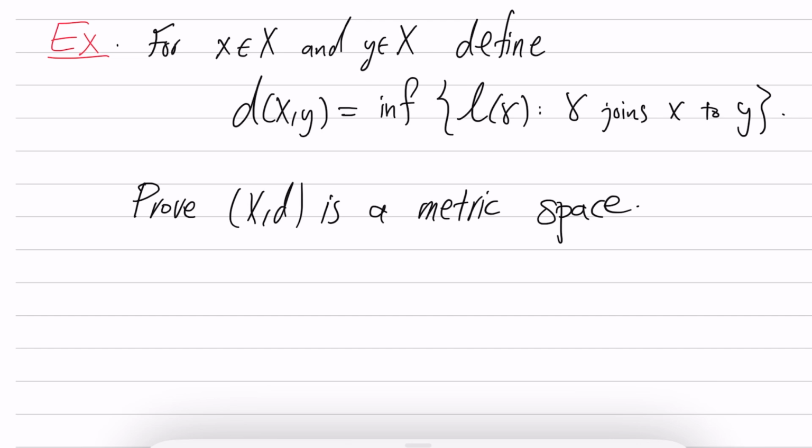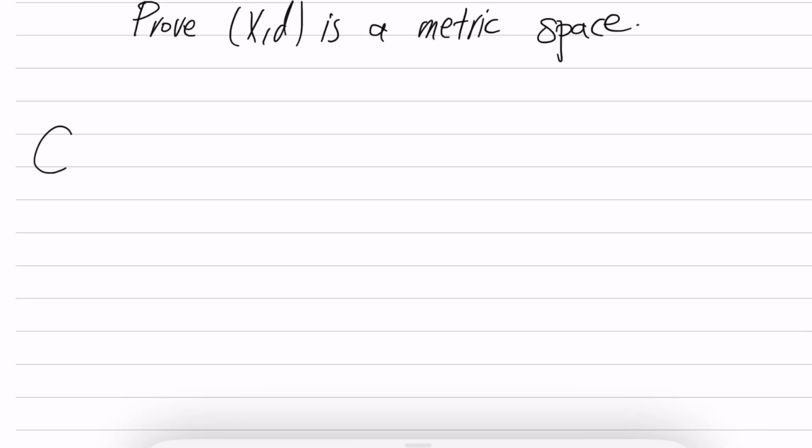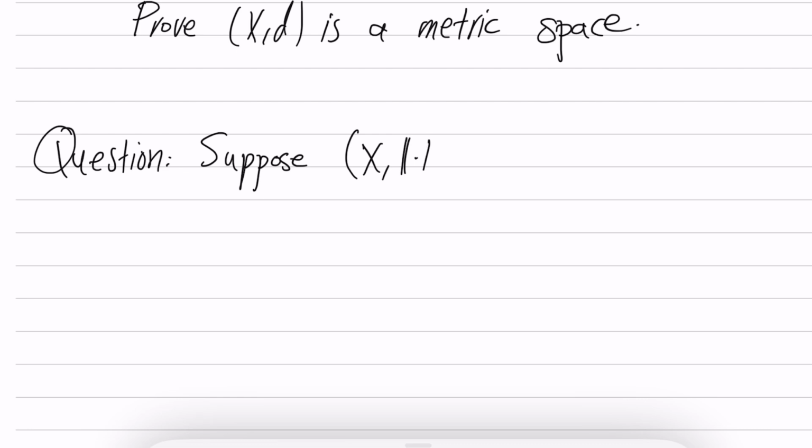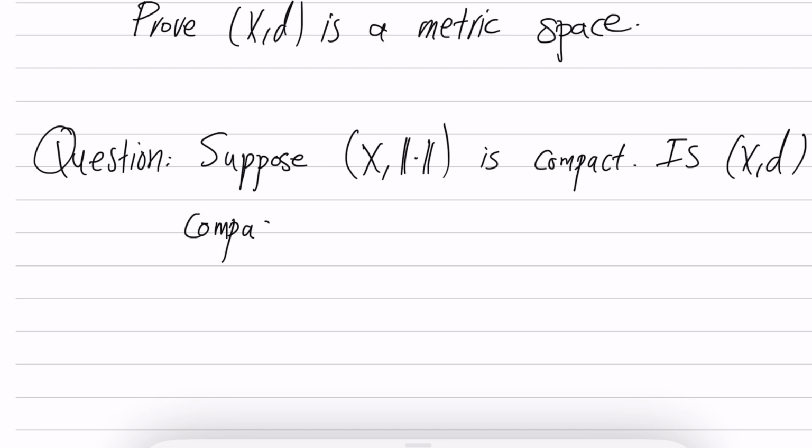My question is as follows. Question. Suppose this X with the ambient Euclidean distance, just as a subset of R^n, is compact. Is X with d then compact? So either prove this or provide a counterexample.